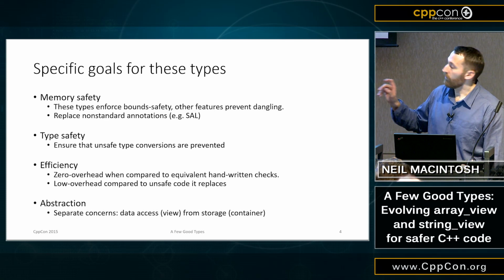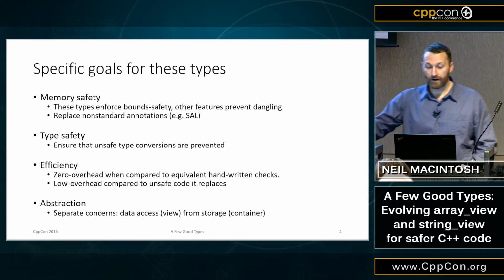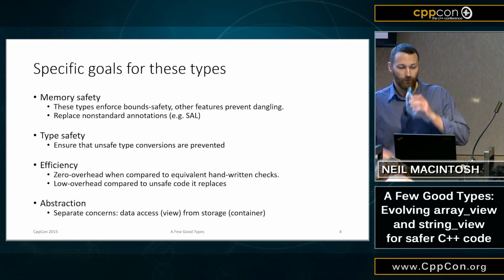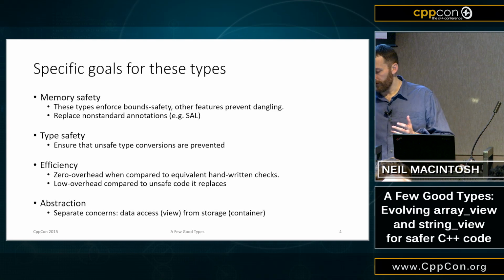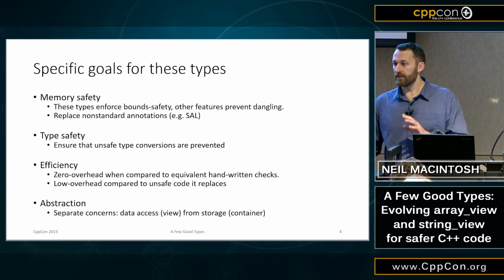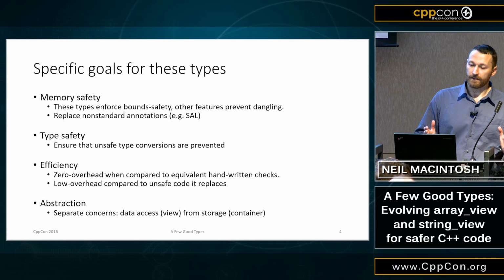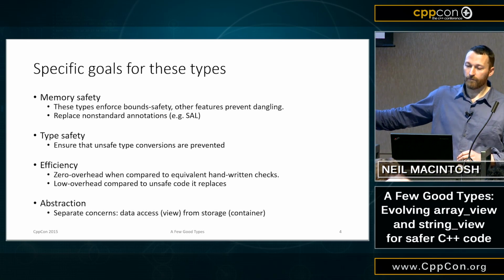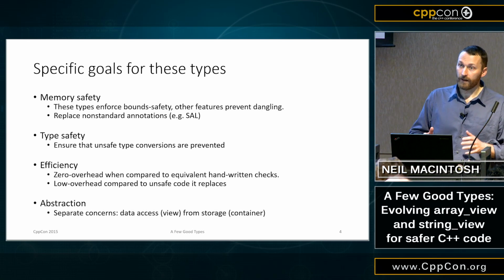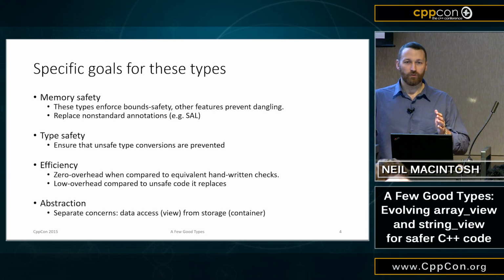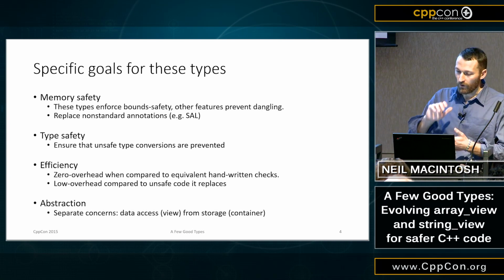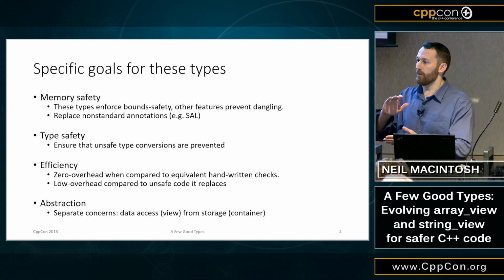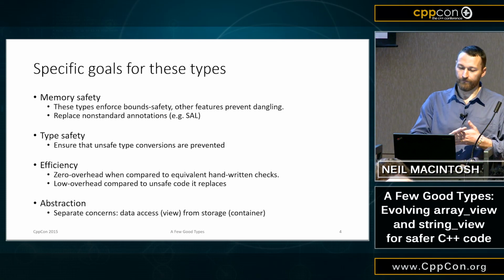So I just want to drill in a little bit on what we're trying to achieve with these types, and particularly array view and string view. So memory safety, we talked about the bounds profile. We talked about bound safety, not stepping outside the boundaries of allocations in the system. We have other features, like the lifetime profile that prevents dangling. So here we're really just looking at, if you've got a sequence of things, don't go before the sequence, don't go after the sequence, just stay within the range of that sequence that was allocated. We want to do that without using non-standard annotations. We want to do it with portable C++ in the type system.